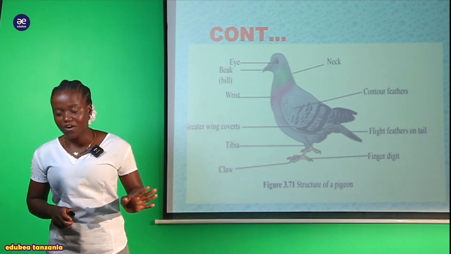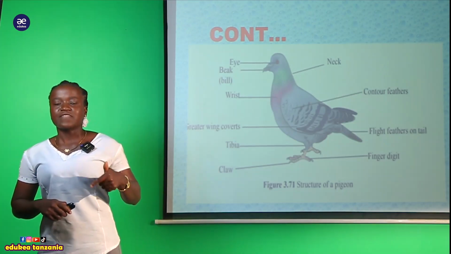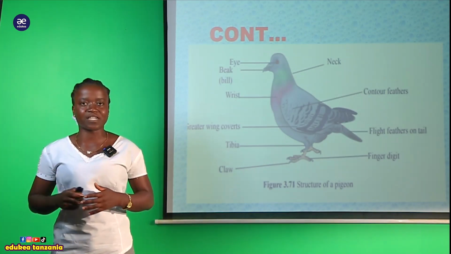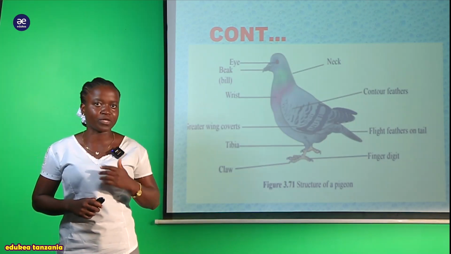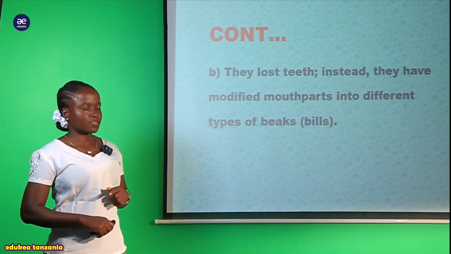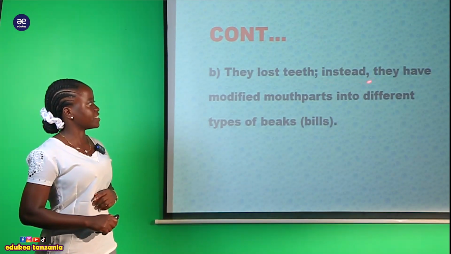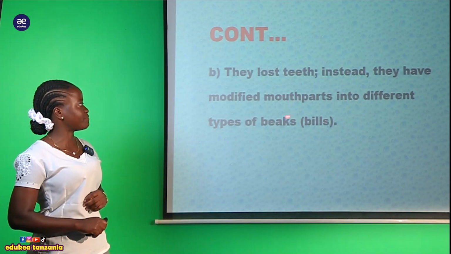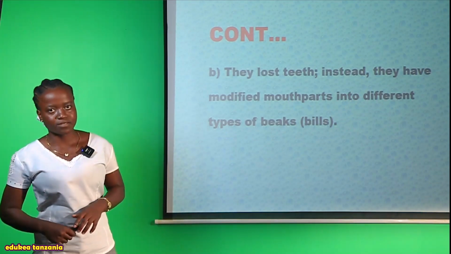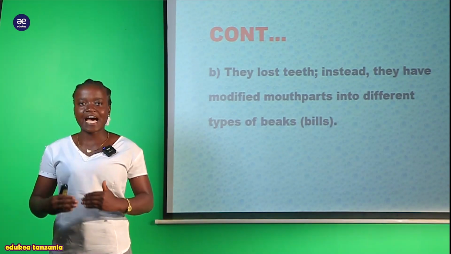And apart from that, these organisms also have another distinctive feature that differentiates them from the rest of the classes found within the phylum Chordata. And this is that they lost teeth. This organism lost teeth. Instead, they have modified mouth parts into different types of beaks or bills. So this organism does not have teeth.